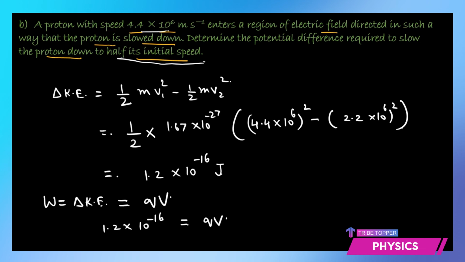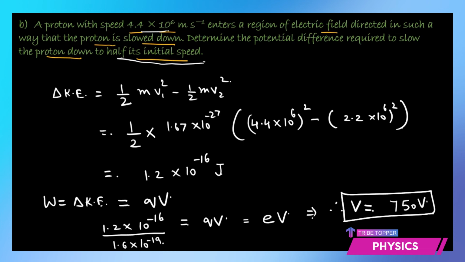But this is in joules, so we have to divide this energy because the units should be the same on both sides. So we'll divide this by 1.6 times 10 to the power minus 19, and this Q is e basically, same as that of an electron, into volts. So how much is the voltage that we got? You solve this, you get 750 volt as the potential difference required to slow down the proton to half its initial speed. That's all for this video session.